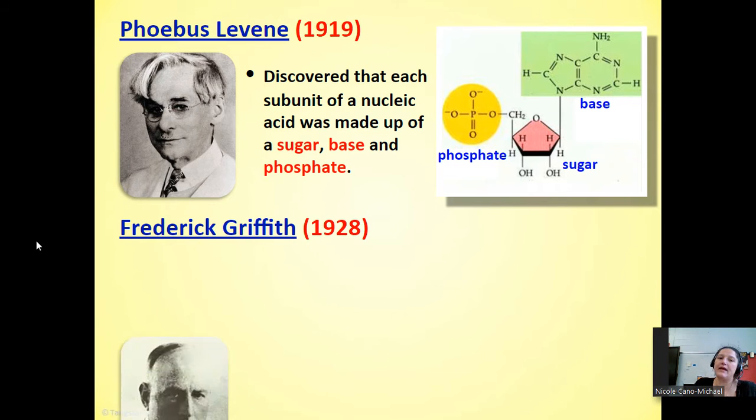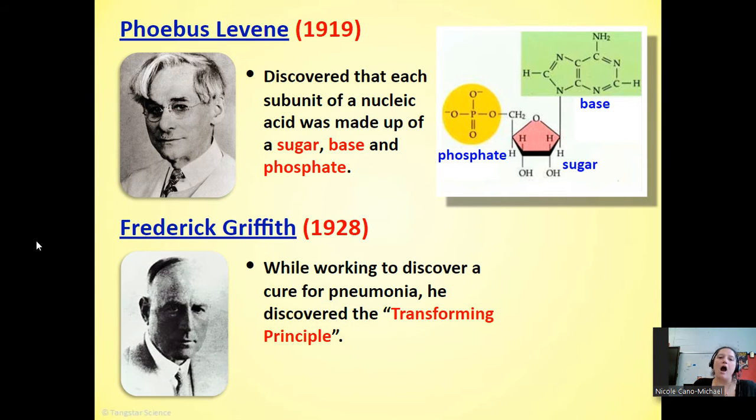Frederick Griffin, 1928. He's working on a cure for pneumonia. Keep in mind, he has survived the Spanish influenza pandemic of 1918. So this is 10 years later, and they're still working on a vaccine for the flu. He's working on a vaccine when he kind of accidentally discovers this transforming principle, is what he calls it.